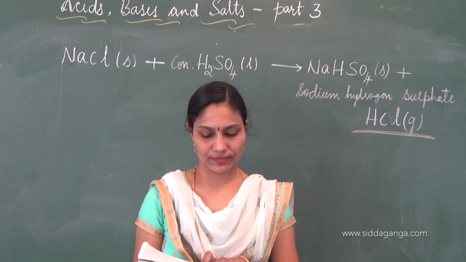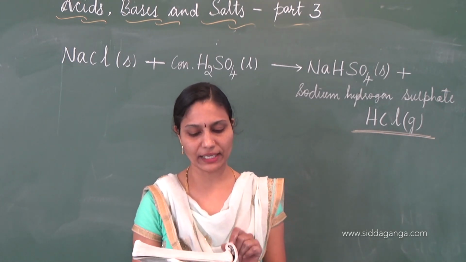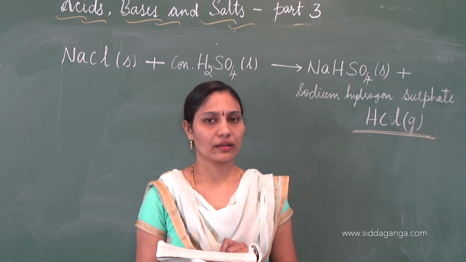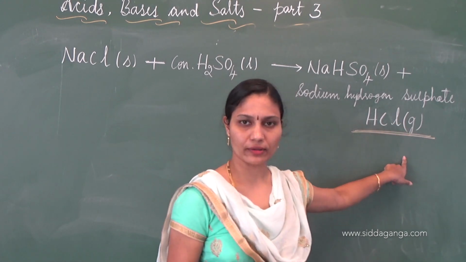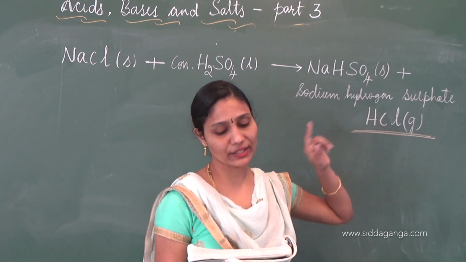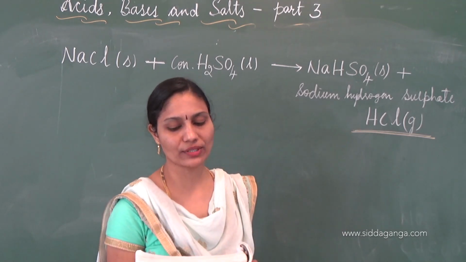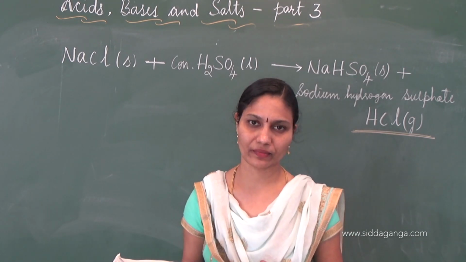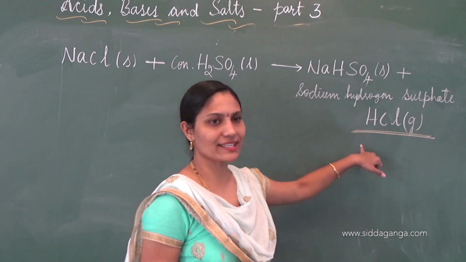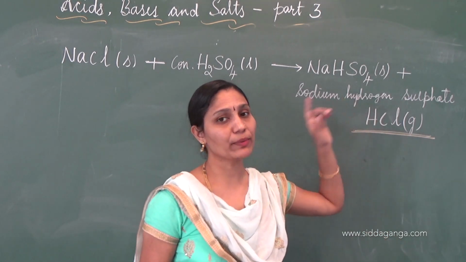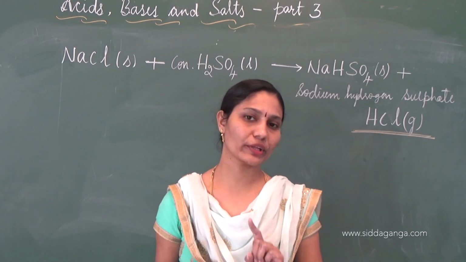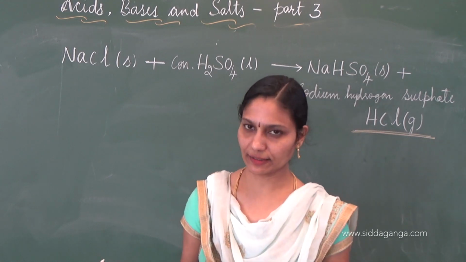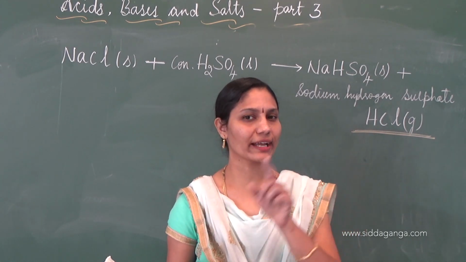Test the gas evolved successively with dry and wet blue litmus paper. What we need to do is, we got to know that HCl gas is evolved, and we need to test the gas evolved successively with the dry litmus paper and also wet litmus paper. What is the significance? We know HCl is acidic in nature, right? With blue litmus, acids, what do? The blue litmus turns red in color, but we need to check out with the dry litmus and wet litmus.